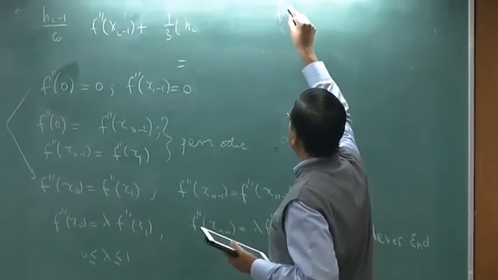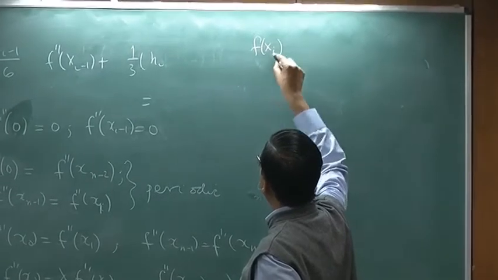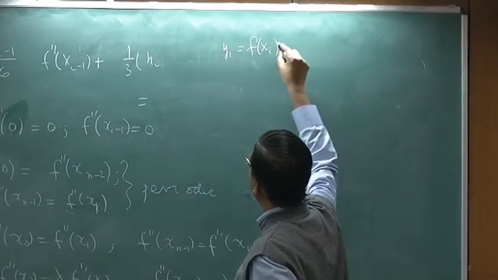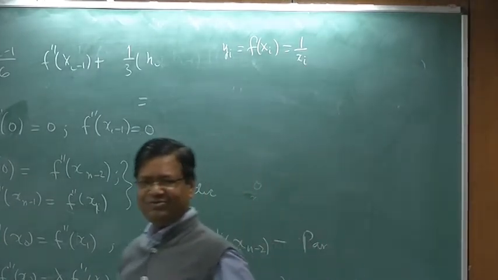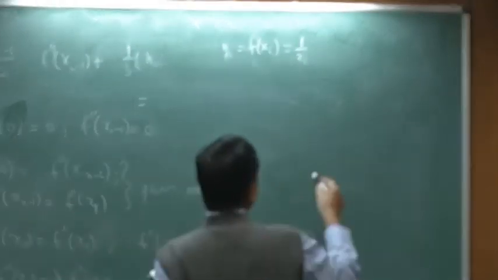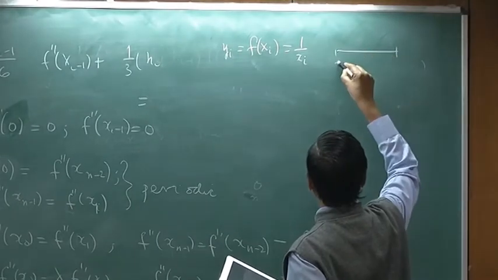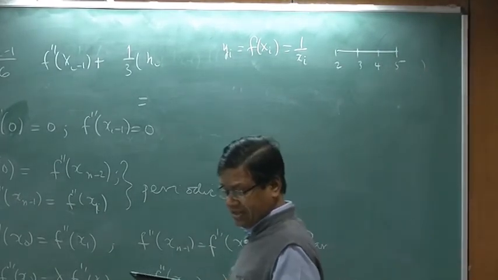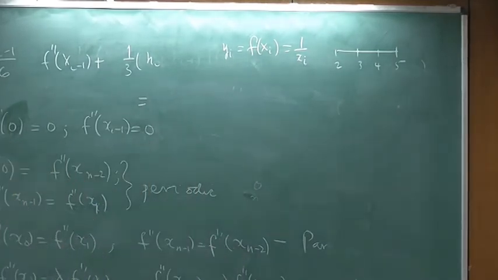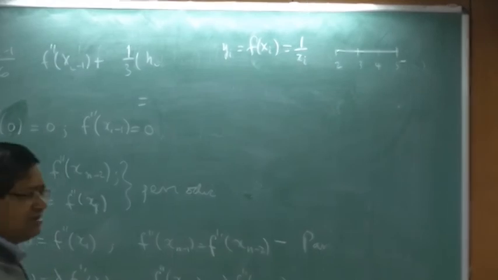So my function is 1 over x. I gave you this, and they are at points 2, 3, 4, 5. Now we worked this out in the last class with Lagrange interpolation. So we can do the same thing with splines. So how should we proceed?